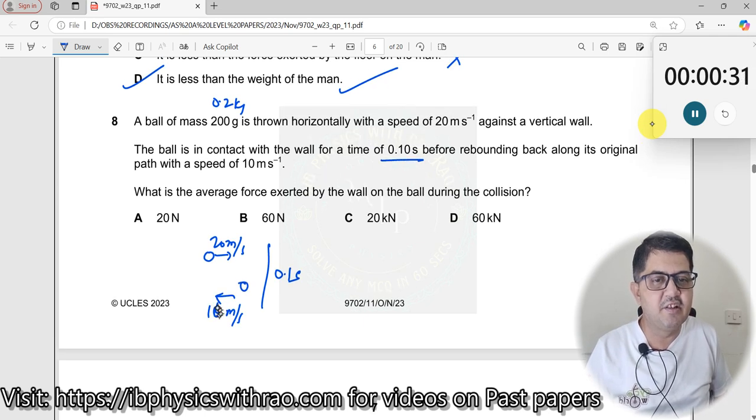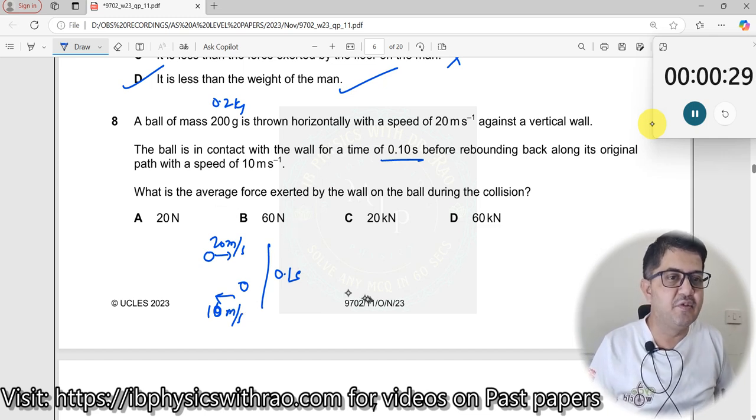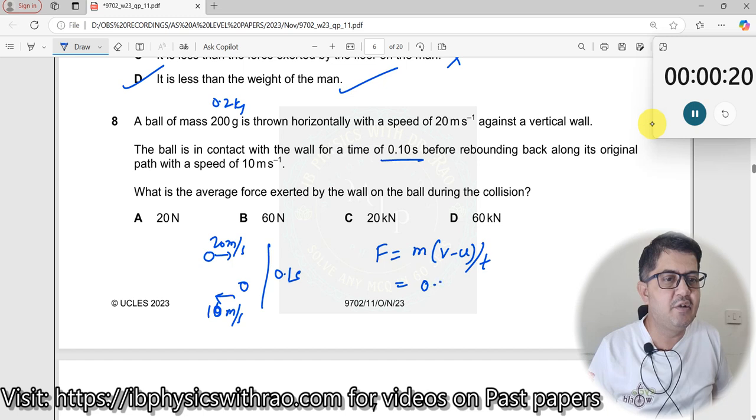This is 10 meters per second. What is the average force? So how do you calculate average force? F is equal to m into (v minus u) divided by t. This is the formula. So m is equal to 0.2 into v.